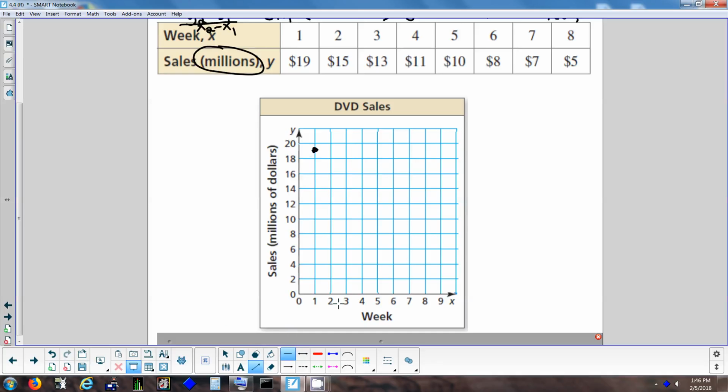Jack, what's the next one? I just did this one. What's the next thing I have to graph? 2 and 15. So where's my weeks? Is it the x-axis or the y-axis?